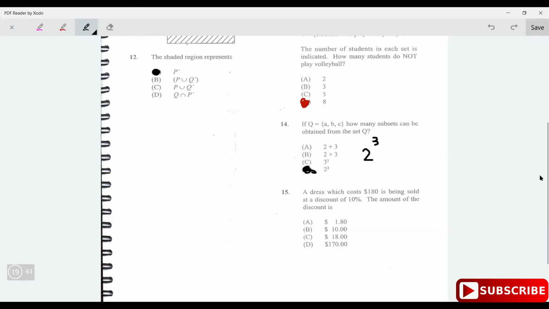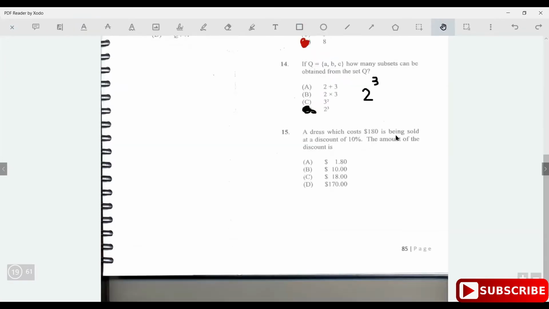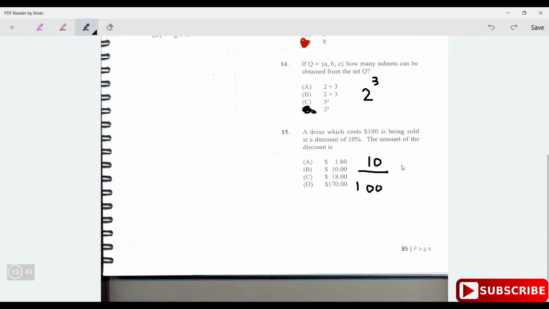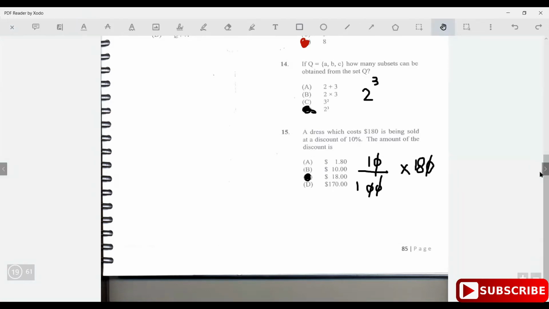Question 15. A dress costs $180 and is being sold at a discount of 10%. The amount of discount is, if it is sold at 10% discount, we just need to find what is 10% of 180. So 10% of 180 is going to be $18 because this cancels this 0. This cancels this. 1 times 18 is 18. That is option C. So 10% is $18. Easy.